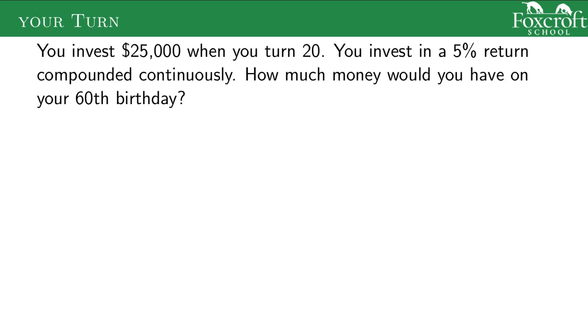So go ahead and try this one on your own. You invest $25,000 when you turn 20. You get a 5% return, compounded continuously. How much money are you going to have on your 60th birthday?